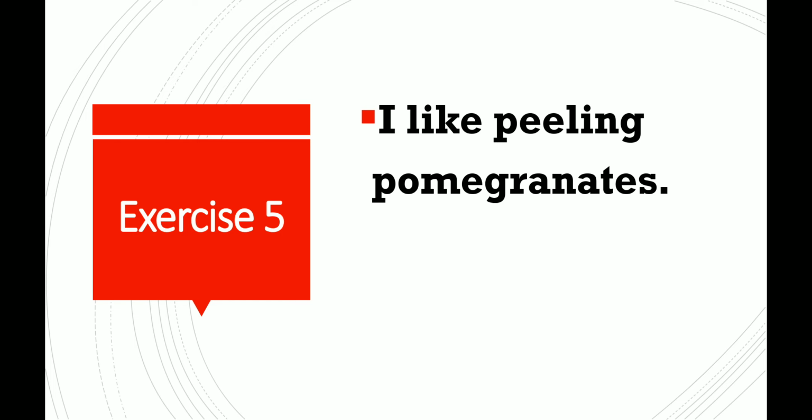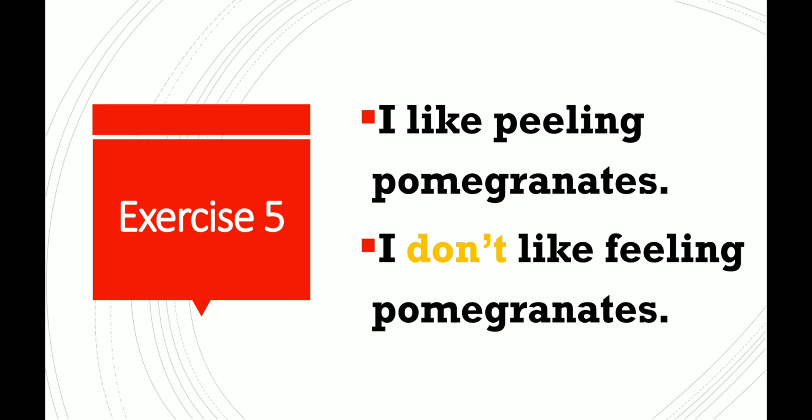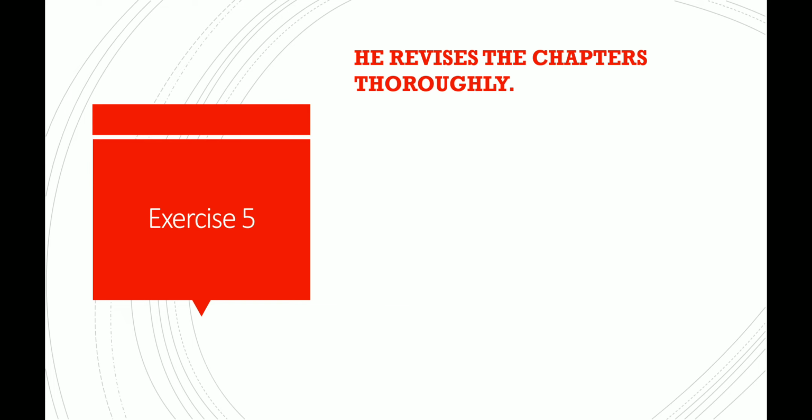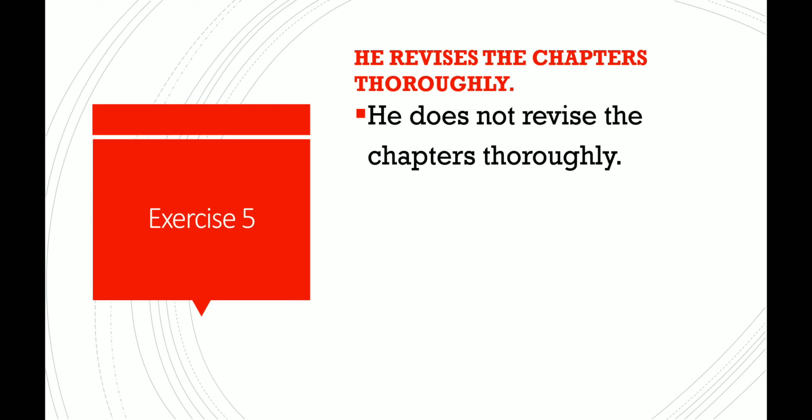Now exercise 5. I like peeling pomegranates. Which fruit are pomegranates? Anaar, right? Now the answer is I don't like peeling pomegranates. So I is a naughty subject, okay, and it will take do not. Second is he revises the chapter thoroughly. Now he is our subject. He is singular and a singular subject takes does not. He does not revise the chapters thoroughly.